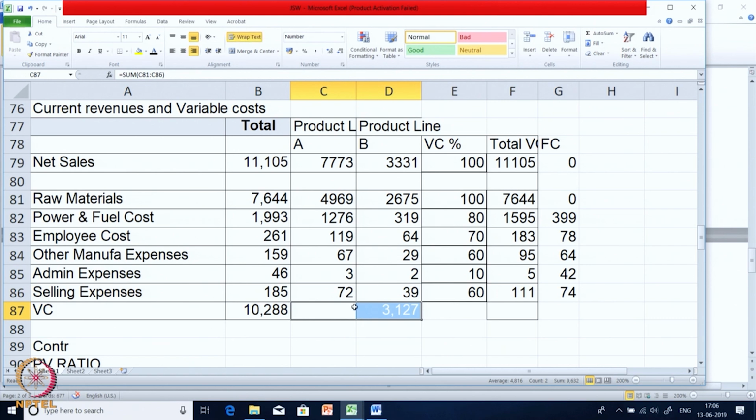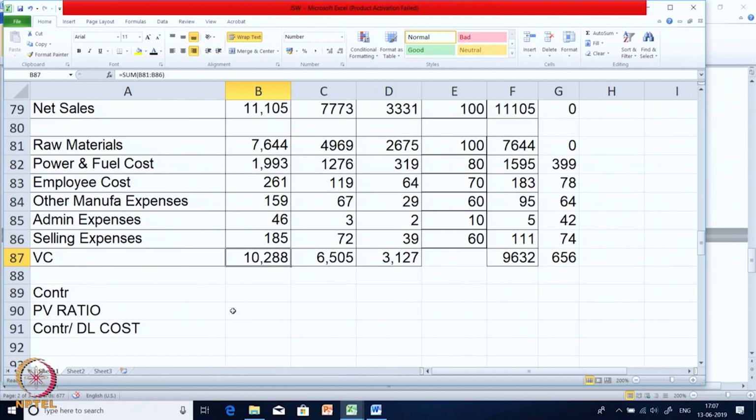Now at this stage you will be able to compute the total variable cost for the whole company segregated into A and B. Are you able to do it? You can cross check it. For the whole company the total variable cost is 9632 and total fixed cost is 656. VC plus FC will match with the total, right.